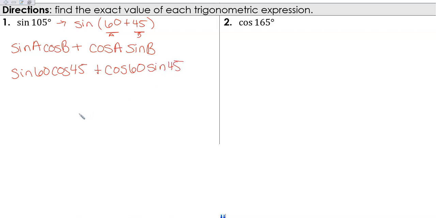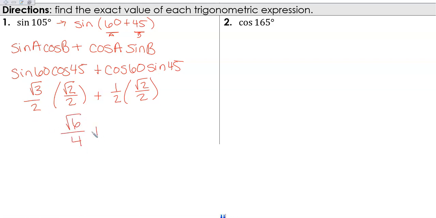All right, so then from here, all we're going to do is use our unit circle to find these values. So if I look at the sine of 60, it is the square root of 3 over 2. The cosine of 45 is the square root of 2 over 2. The cosine of 60 is 1/2, and the sine of 45 is the square root of 2 over 2. So we're just going to multiply across. The square root of 3 times the square root of 2 is the square root of 6. 2 times 2 is 4. 1 times the square root of 2 is the square root of 2. 2 times 2 is, again, 4.